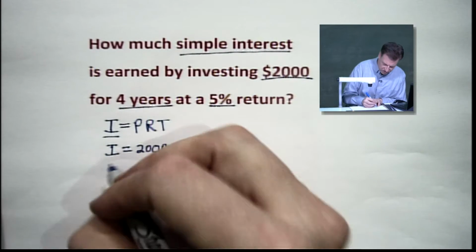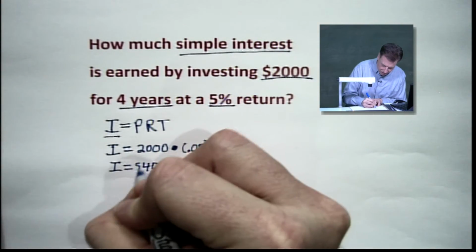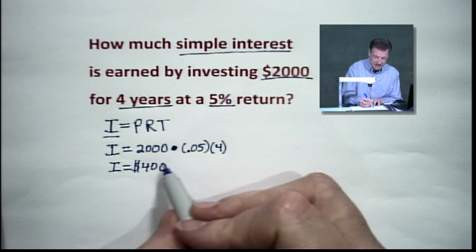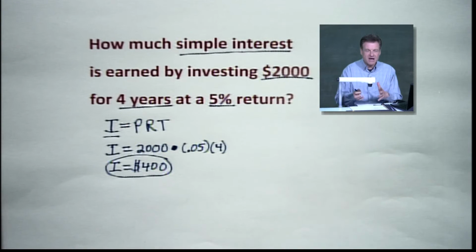Not bad, not bad. So there's your interest. Now you say, Ernie, what does that mean? It's dollars, all right? What that tells us is we'll get $400 plus that $2,000 we invested, so we really have $2,400 in our account. But that's the interest. The interest is the extra money that you get paid by the bank or by the stock market or whatever.